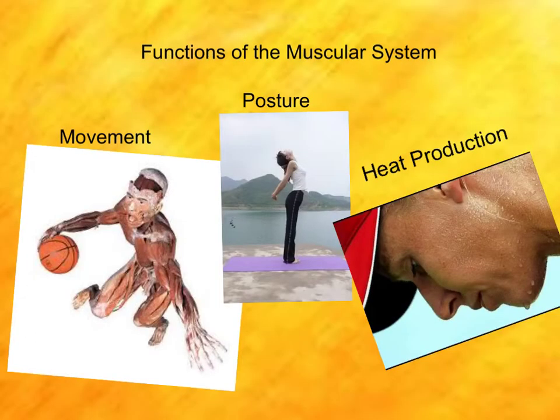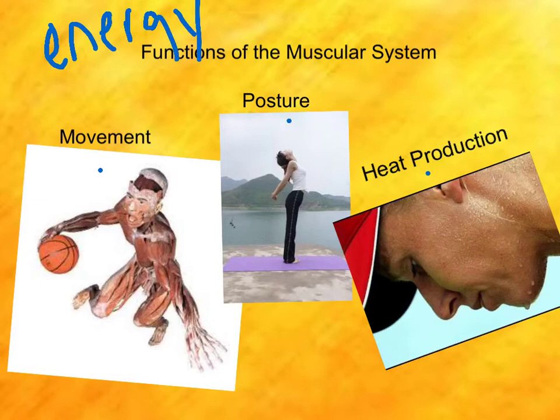The 3 functions listed here are the functions of the muscular system. As you can see, we have movement, and that would be movement of the bones, or movement of an organ as it is digesting food, or movement of your heart as it is pumping blood. We also have posture, so that we can hold our body upright, and then heat production in order to maintain the homeostasis in our body. All of these functions occur and are a result of the use of energy in the form of ATP.